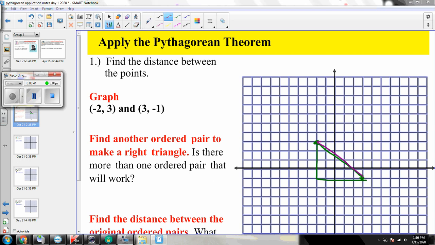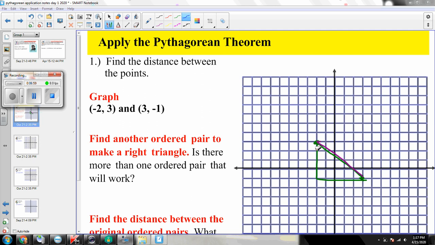Your book has you use a distance formula. I do not. Your math teachers do not want you to use the distance formula. We're going to use the Pythagorean theorem. So since we have a right triangle, what we're going to do is count the lengths of the legs. Here's one leg, here's another leg, and this is our right angle right here.